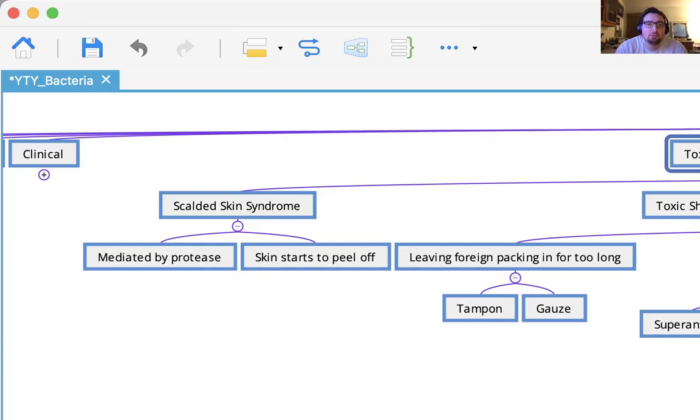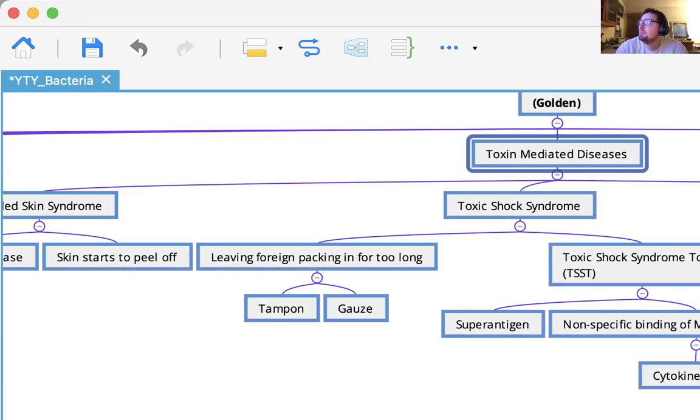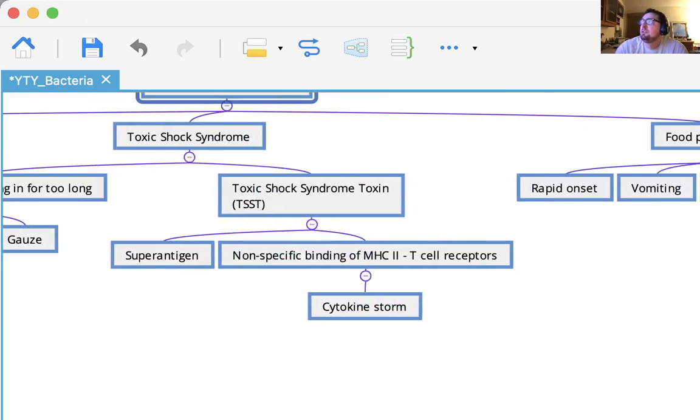Toxic shock syndrome, as we talked about earlier. This usually comes from leaving foreign packing in for too long. Think of a woman who leaves a tampon in for too long, or post-surgery, they leave the gauze in too long, the patient isn't changing their gauze, or the nurses aren't changing the gauze very often. You might see toxic shock syndrome. In terms of its pathogenesis, it's a superantigen, as we mentioned earlier. It has nonspecific binding to the MHC2 portion of T cell receptors, and it creates this cytokine storm that we mentioned earlier.